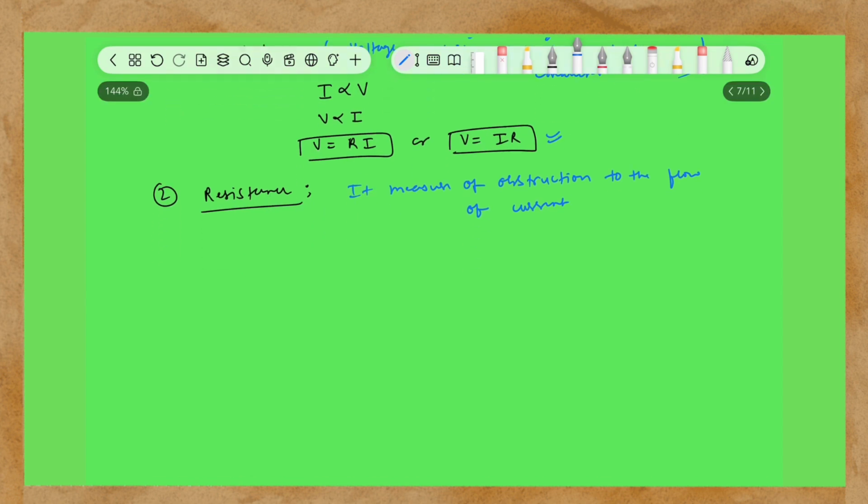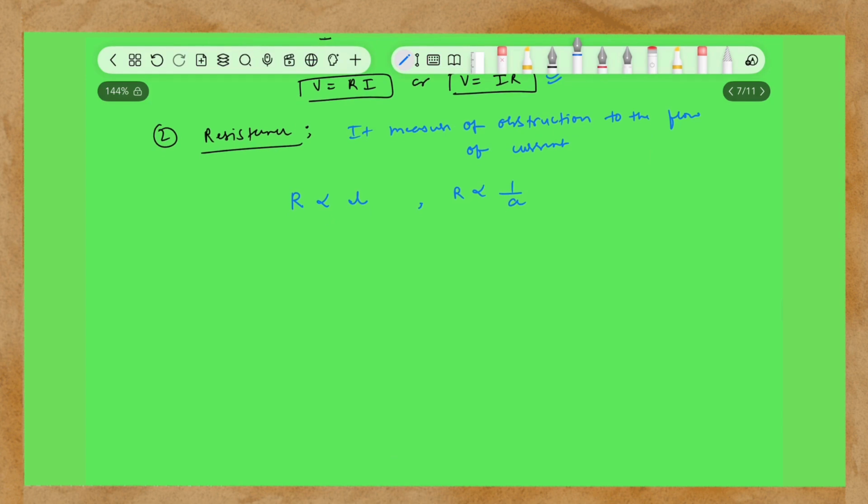Now in this resistance concept, we study that resistance depends directly on the length, and it also depends inversely on the area. This thing we have studied in 10th class, so we are not going to deal with it in depth. Now merging both these formulas, we can write it like this. By solving further, we get a proportionality constant that is known as rho. We pronounce it as rho, and this is known as resistivity.